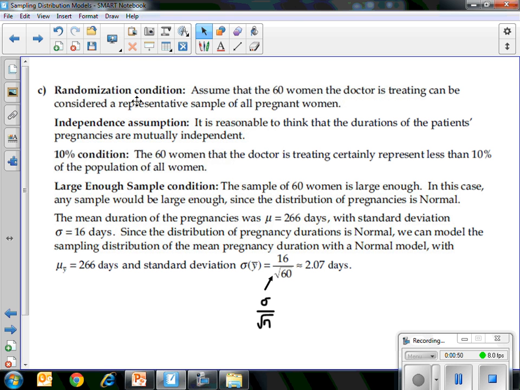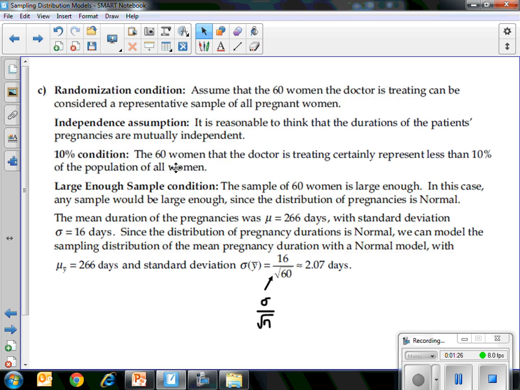you're assuming that the 60 women that the doctor is treating are considered representative of the sample of all pregnant women, and that one pregnant woman versus another pregnant woman are definitely independent of one another, and that they are selected randomly. And then likewise, one being pregnant is not dependent upon another person being pregnant. So it is reasonable to think that the durations of the patients' pregnancies are mutually independent.